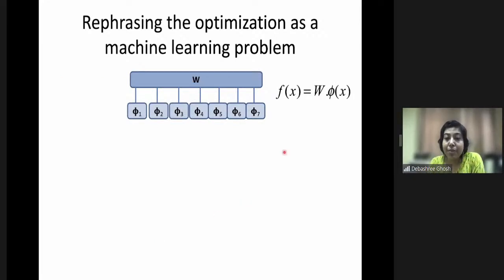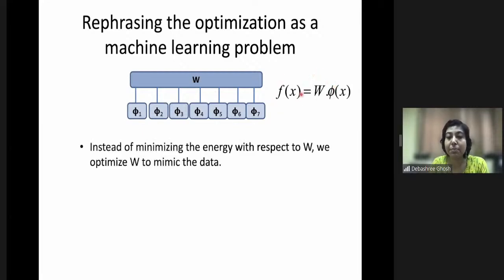Here, the f of x is written as this weight matrix W times the input. Input is either the occupations of the orbitals or the spin states. So that is my input. I multiply that with some tuning parameters, I get my final function. So instead of minimizing this function f of x with respect to W, instead of minimizing with respect to energy, we minimize with respect to some data.